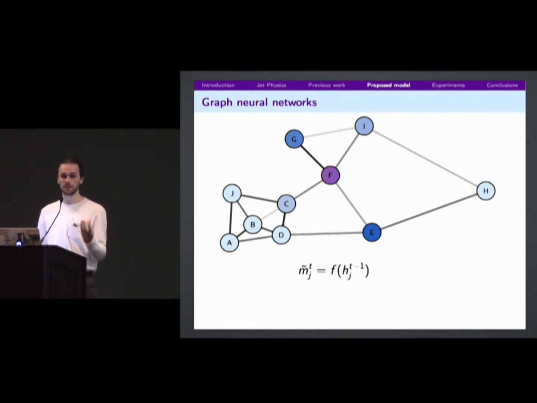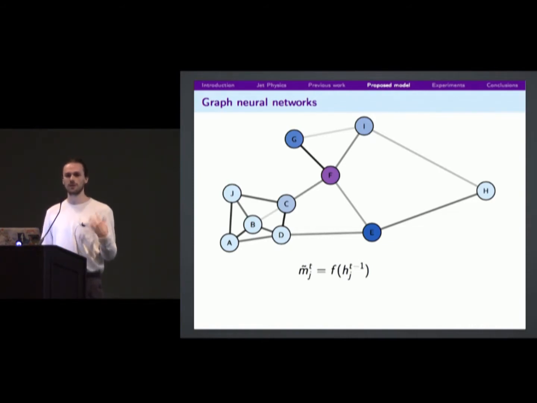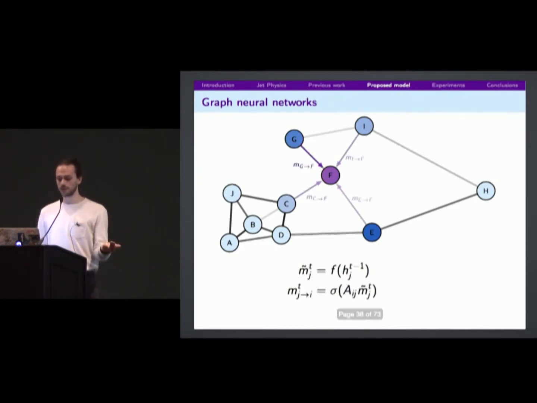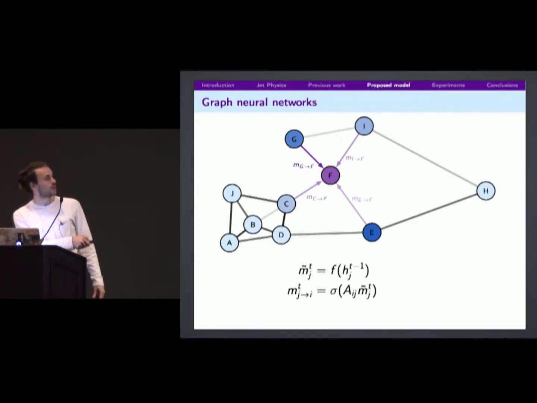And each node, let's say G, has its message that it's computed, that it's going to send out. But it's not going to send the same message to every node. It's going to send its message to other nodes weighted by its adjacency with those nodes. So we're going to compute the adjacency matrix and apply that to those nodes. In the case of G, that was a very strong connection, so F is going to get really the whole of that message. And in the case of, let's say, node E, this is a lighter connection, so that will be a weak message.